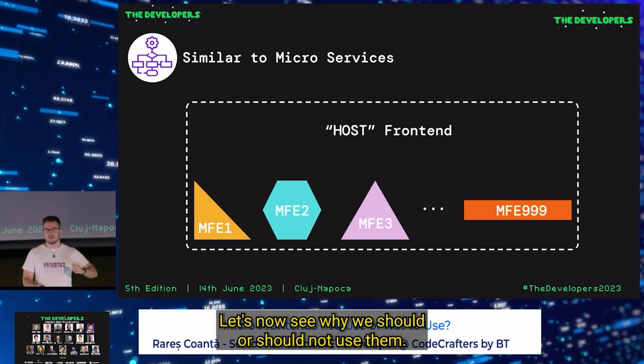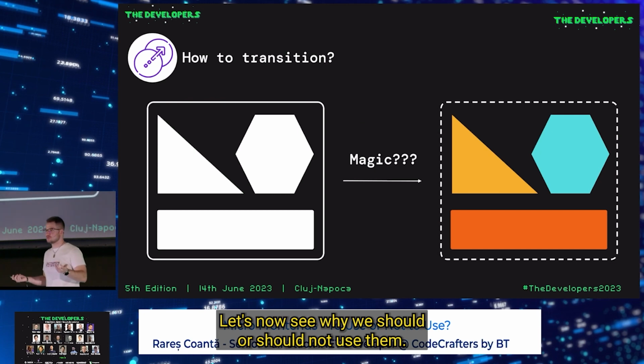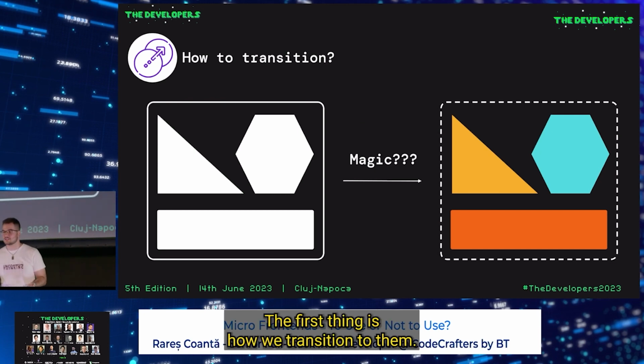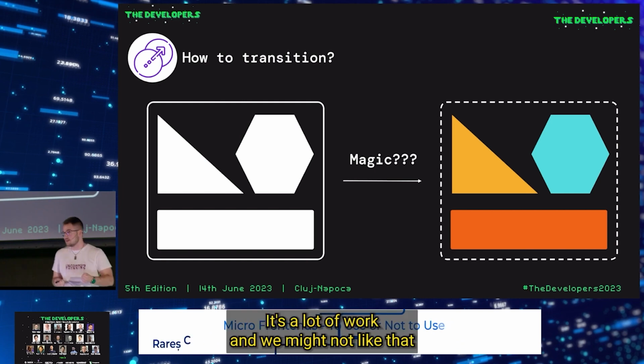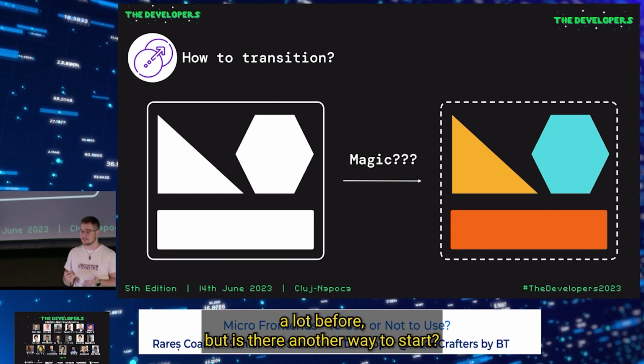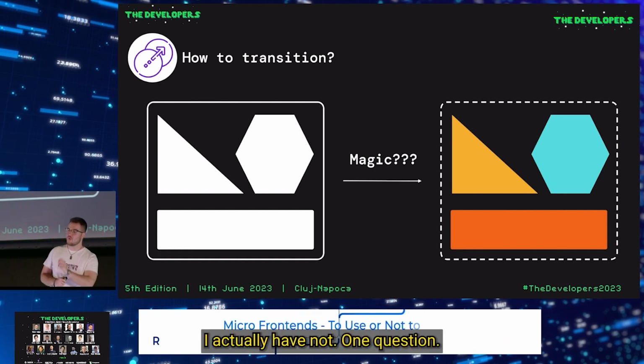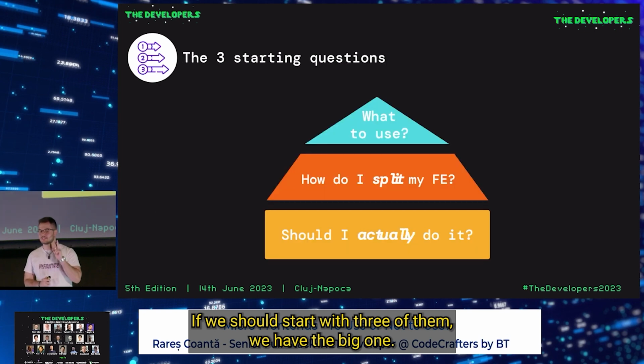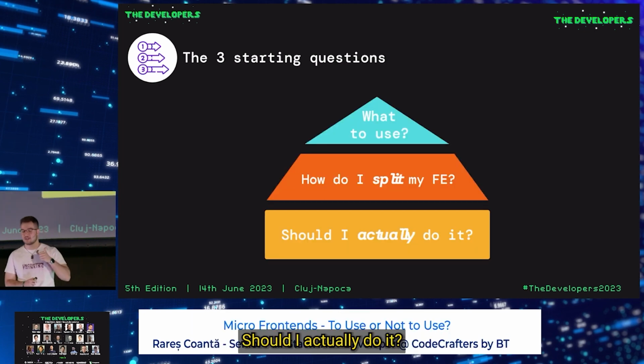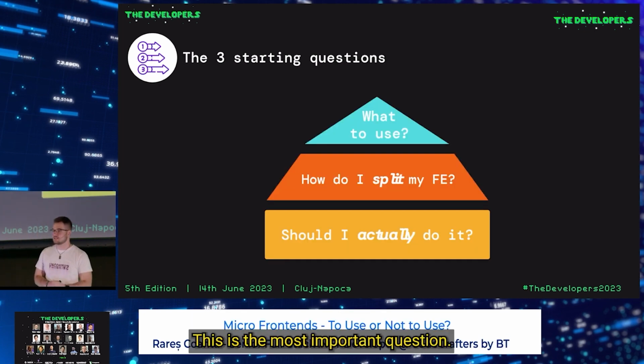Let's now see why we should or should not use them. The first thing is how we transition to them. Is it magic? Well, no, it's a lot of work. And we might not like that a lot of work, but it's there. And the way to start, I actually have not one question if we should start, but rather 3 of them. We have the big one, should I actually do it? This is the most important question.